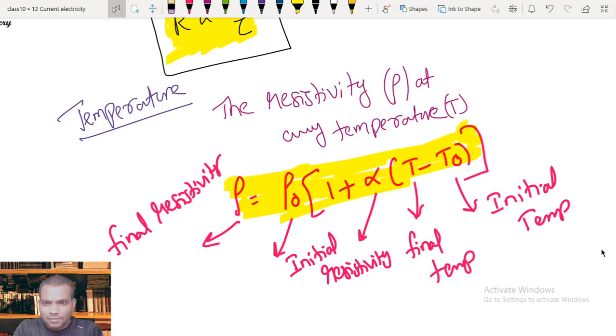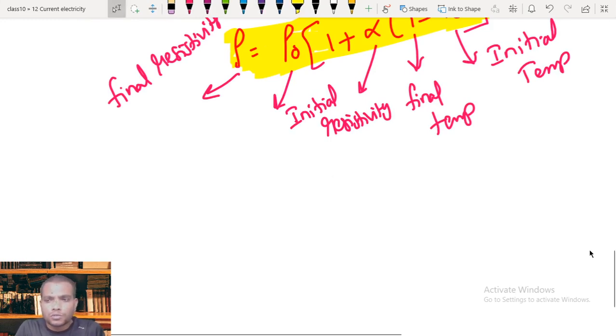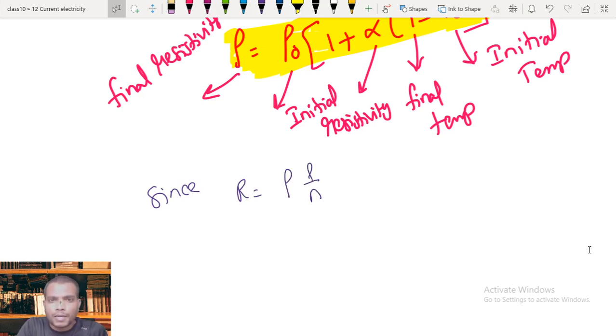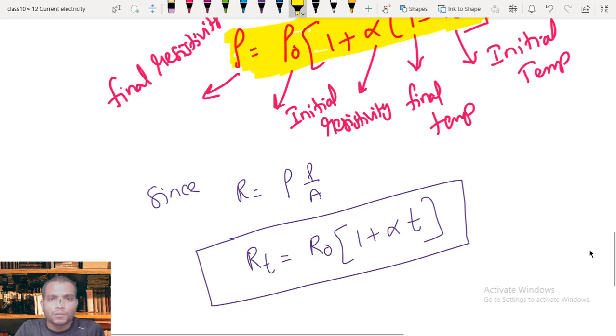So this formula gives the mathematical expression of how the resistivity depends upon temperature. I would encourage you to remember this instead of that. Since resistance R equal to rho times L upon A, therefore resistance at a temperature T equal to resistance at initial temperature of 1 plus alpha times T. So this is a simple relation we need to remember. The resistance temperature relation.